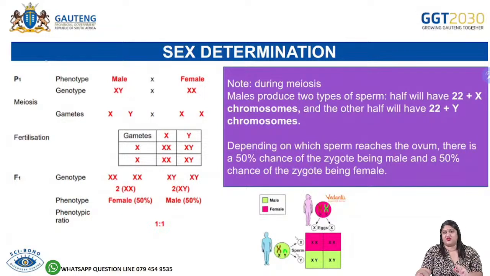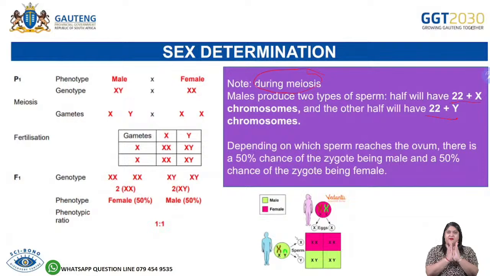So there's a 50% chance that you can have a male and a 50% chance that you can have a female. That is with every male and every female couple that are going to have children. There's a 50% chance that you can have a boy and a 50% chance that they can have a girl. And the phenotypic ratio for this would be 1:1. So during meiosis, males produce, I explained this one to you already, what happens during meiosis about the X, 22X and the 22Y. Okay, depending on which sperm reaches the ovum, there is a 50% chance of the zygote being male and a 50% chance of the zygote being female.